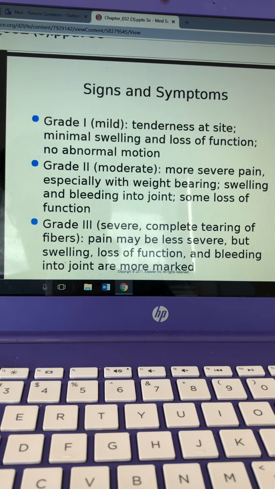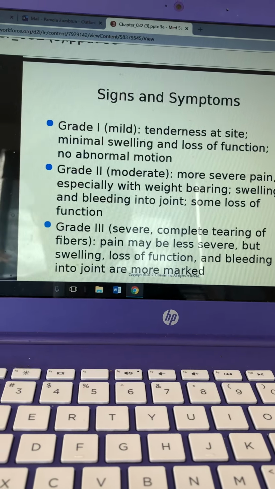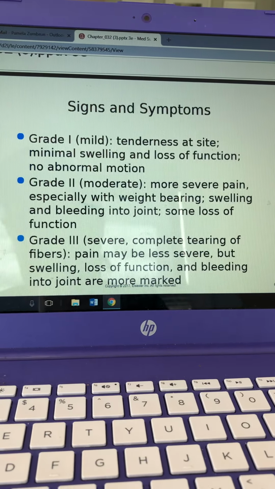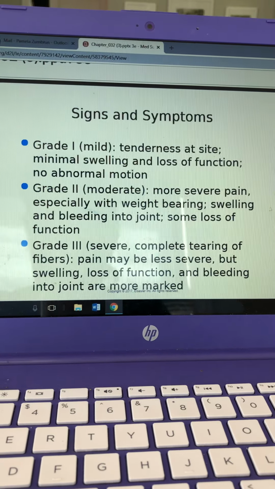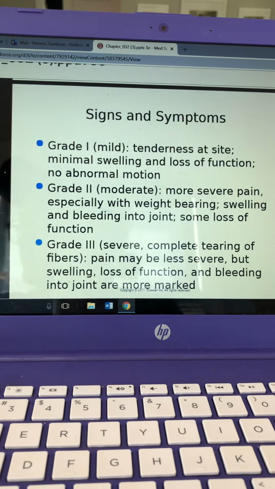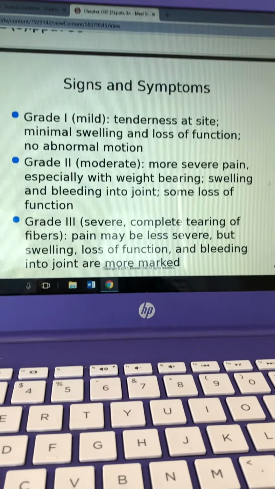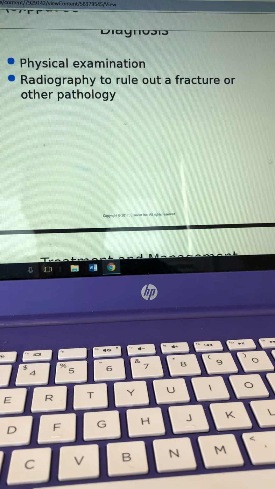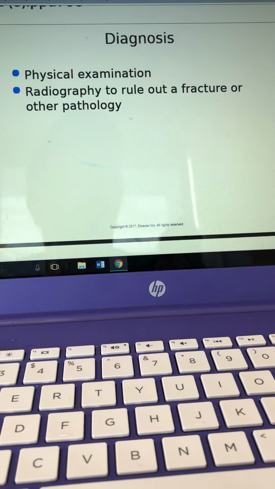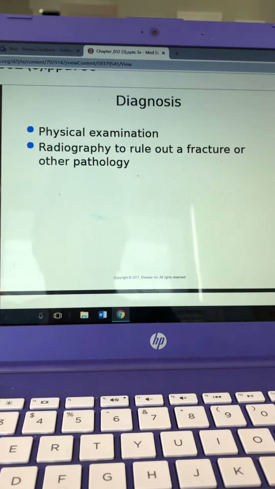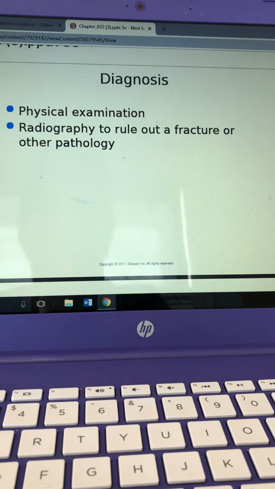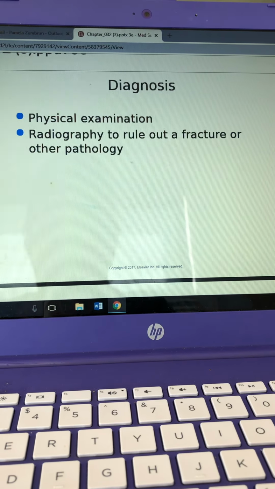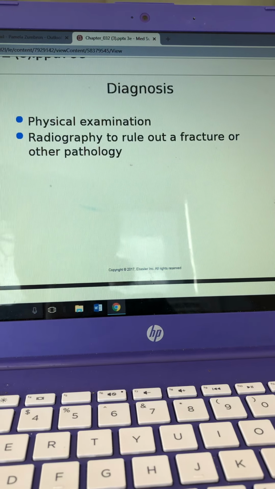Definitely they're going to need to rest. We'll talk about ice, compression, and elevation in just a moment. Sometimes a grade 3 sprain may need to be casted or even have surgery. And the diagnosis for this, as we just spoke about, is physical examination. You may see some heavy-duty bruising when it comes to what a sprain looks like. Over the course of about 3 days, it can worsen in intensity. And an x-ray to rule out a fracture or other pathology.